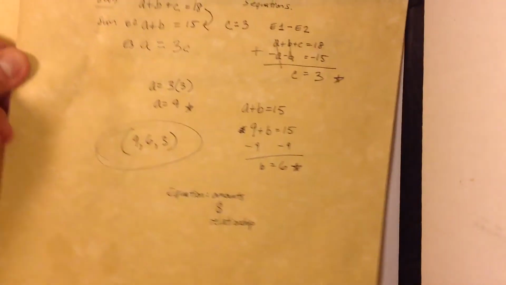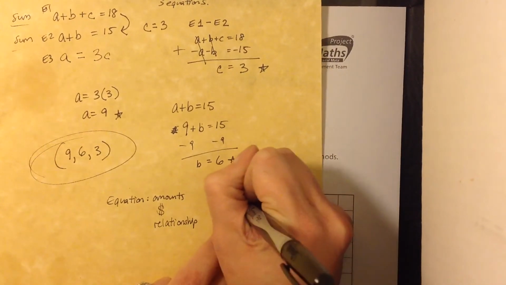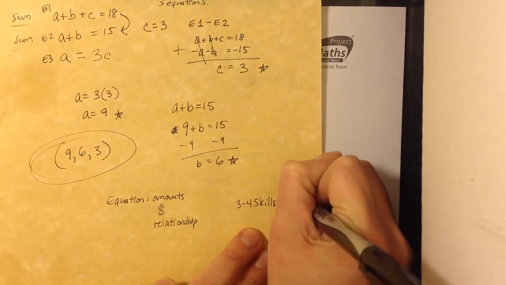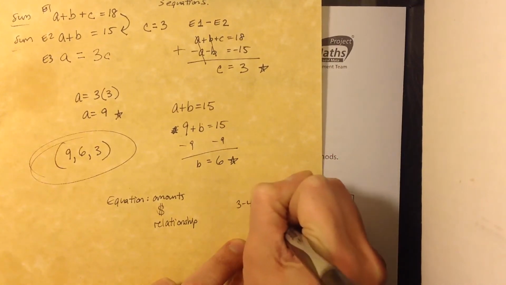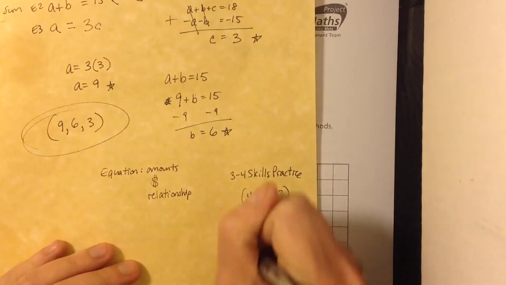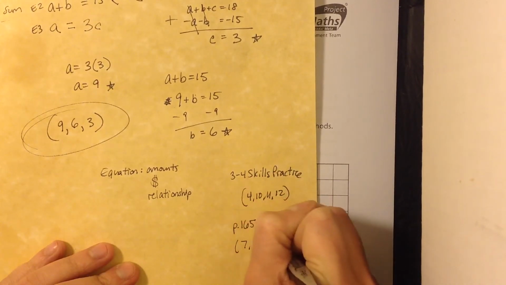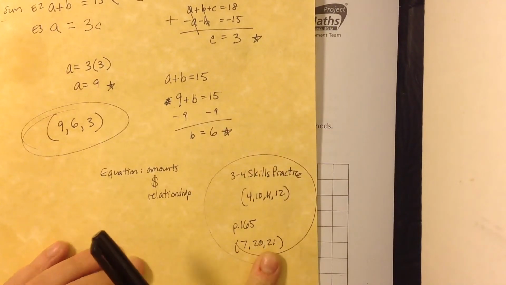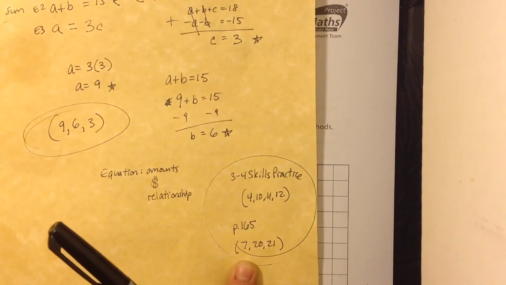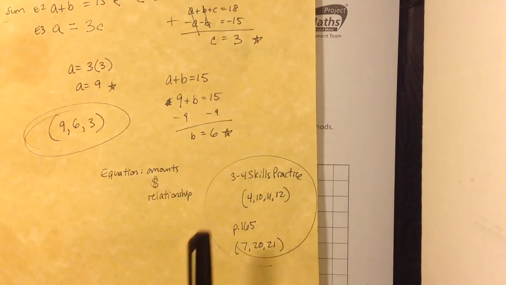For today in class, I want you to work on this. From yesterday, on the 3-4 skills practice page, I asked you to try 4, 10, 11, and 12. You can certainly be working on that. And then on page 165, try 7, 20, and 21. Now, you're watching this on Tuesday. I probably will not see you guys on Wednesday because it is Junior Shadow Day. So we will check both of these assignments on Thursday.